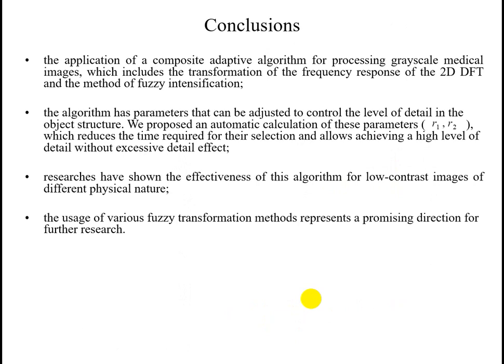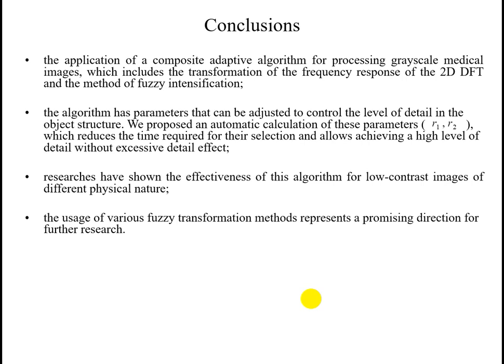The application of a composite adaptive algorithm for processing grayscale medical images, which includes the transformation of the frequency response of the digital Fourier transform and the method of fuzzy intensification. The algorithm has parameters that can be adjusted to control the level of detail in the object structure. We proposed an automatic calculation of these parameters, R1 and R2, which reduces the time required for the selection and allows achieving a high level of details without excessive detail effect.